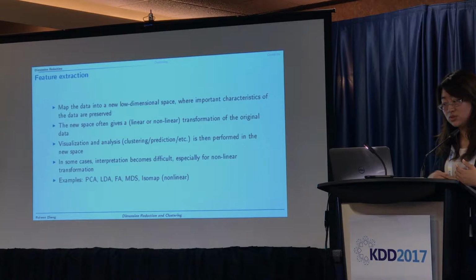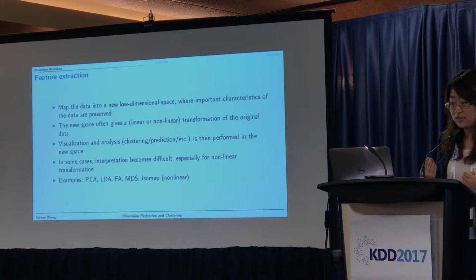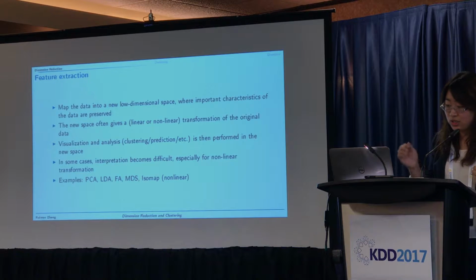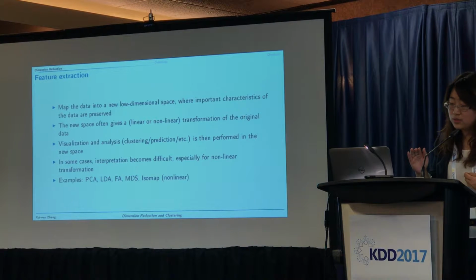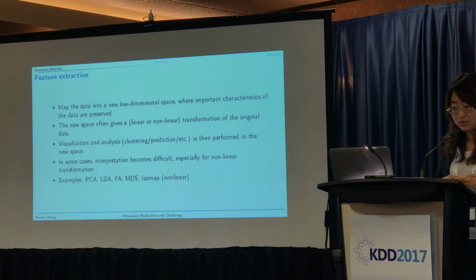Like the principal components, those principal components are orthogonal to each other, so the extracted features are independent. And we also find that some projections in lower space can help reveal the distinct clusters that were not easy to detect in the original high-dimensional space. Some good examples of feature extraction are principal component analysis, linear discriminant analysis, factor analysis, multi-dimensional scaling, and some nonlinear ones like isomap.